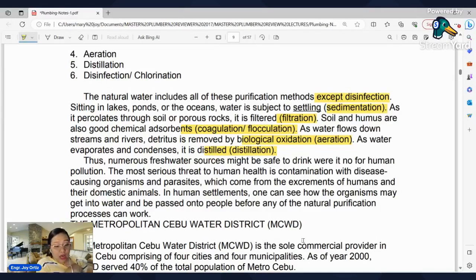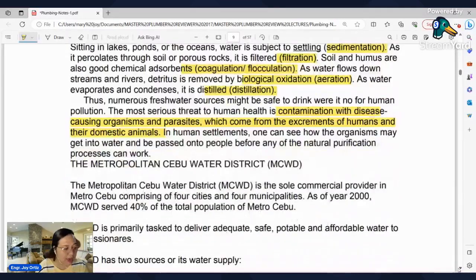So, these numerous freshwater sources might be safe to drink where there's no human pollution. The most serious threat to human health is yung contamination. Pangit kapag with disease-causing organisms, parasites, di ba? Kaya dapat iiwasan talaga natin na makontaminate yung water which come from excrements of humans and their domestic animals. In human settlements, one can see how the organisms may get into water and be passed on to people before any natural purification process.